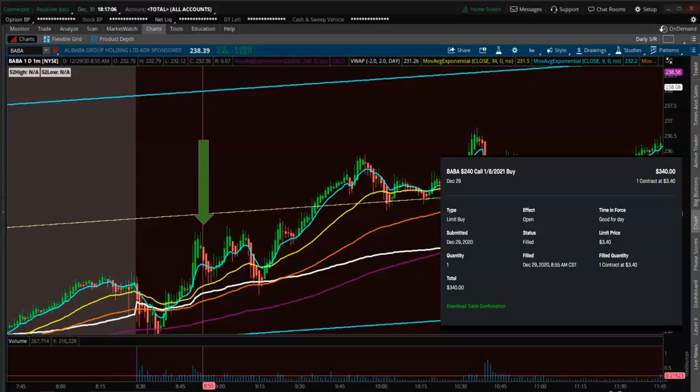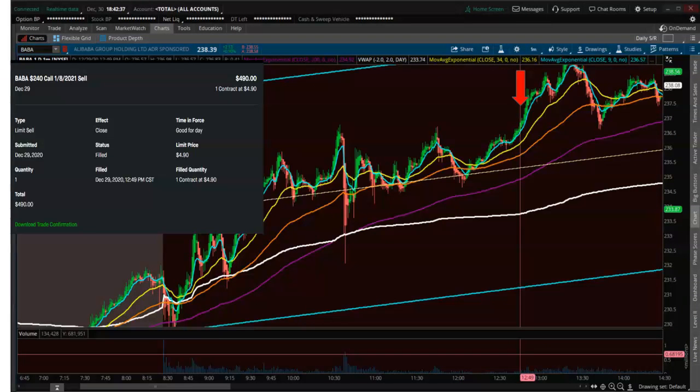So I got in at $3.40 with one contract that was going to expire January the 8th. When I got ready to exit the trade, I was actually watching this trade all day today, and BABA pretty much stayed above my moving average lines.